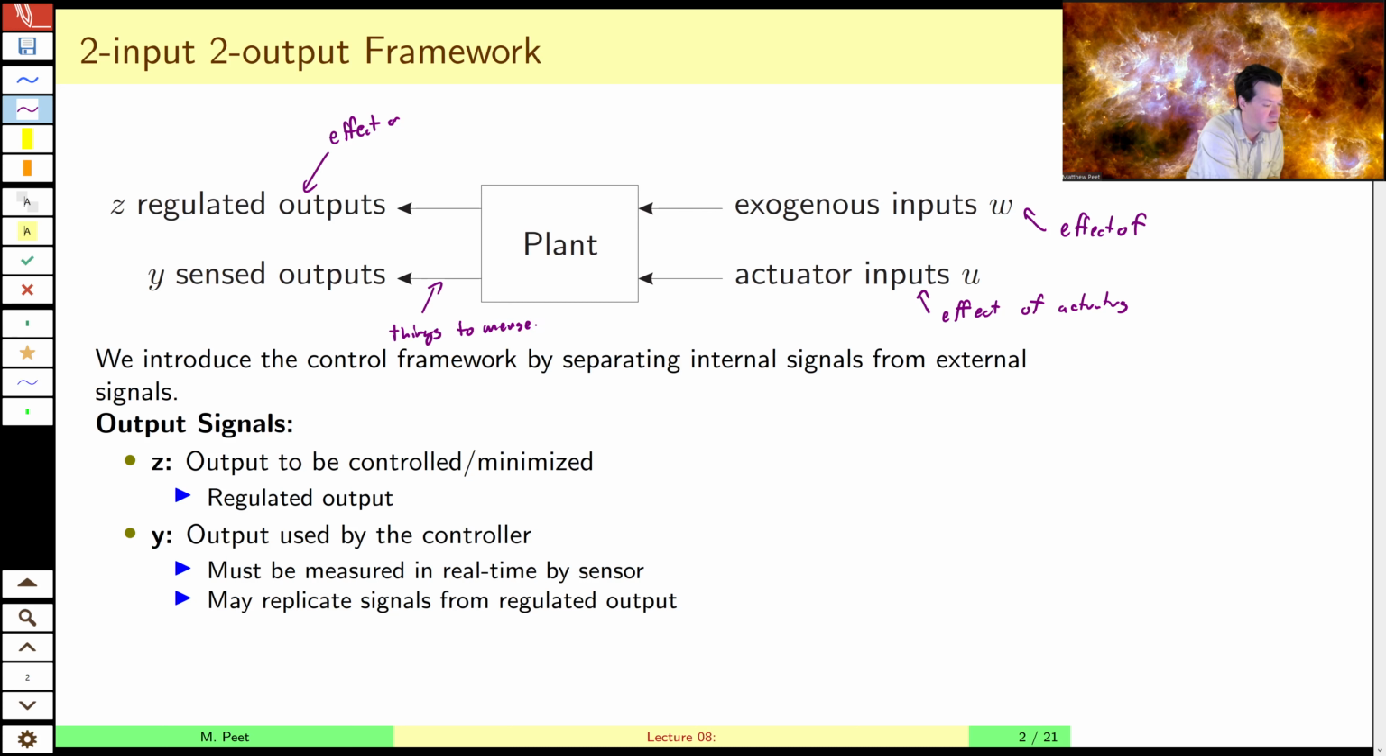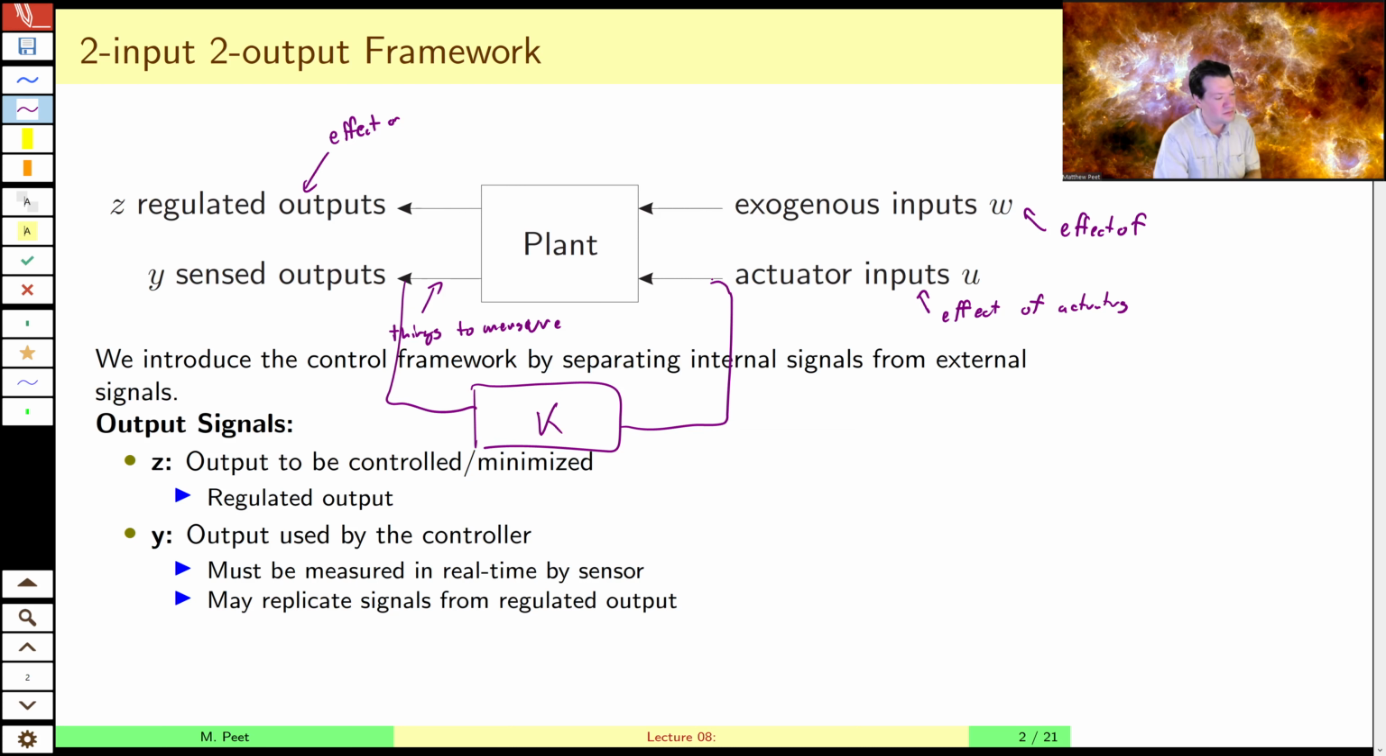Which are the sensed outputs. Those are things we can create an electrical signal which represents something we can feed back to our controller. So in the closed loop here, we have a controller, and that goes back to our actuator inputs.